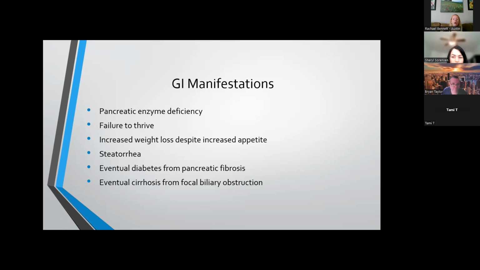All right. We're going to get eventual diabetes from that pancreas, from the pancreatic fibrosis. Even with effective replacement of that pancreatic enzyme, this is something that can happen. All right. We also have eventual cirrhosis from that fecal biliary obstruction. Typically, there's some surgical interventions that we can do if we get to that point.